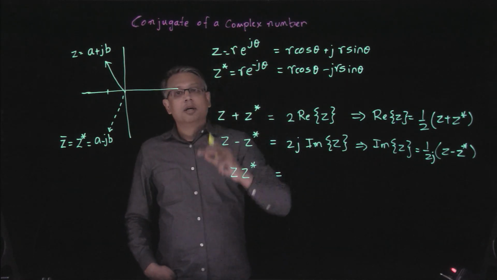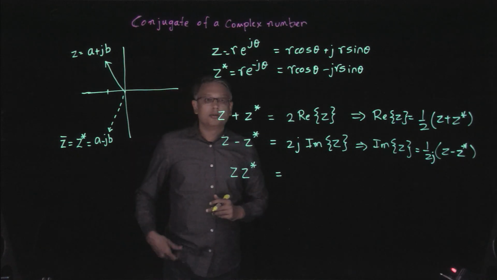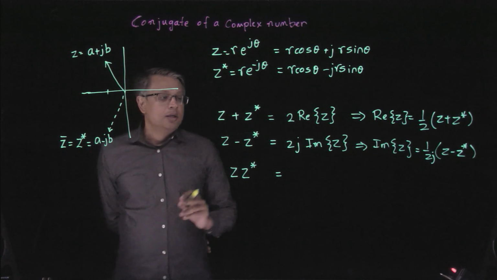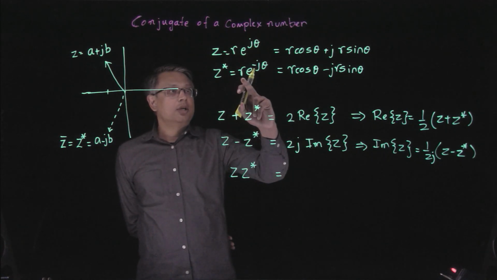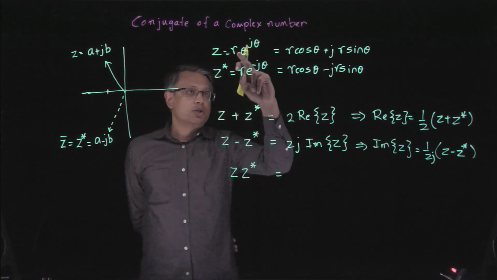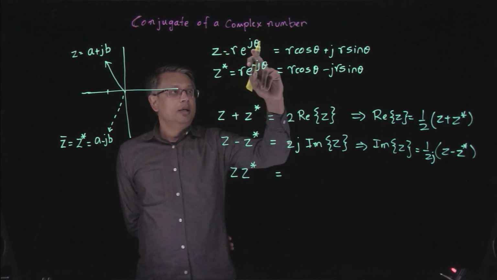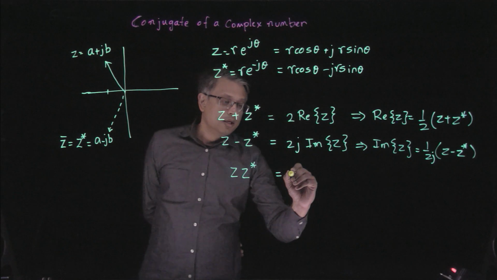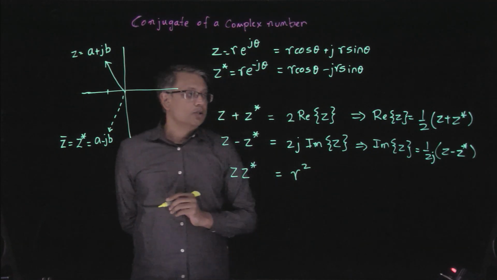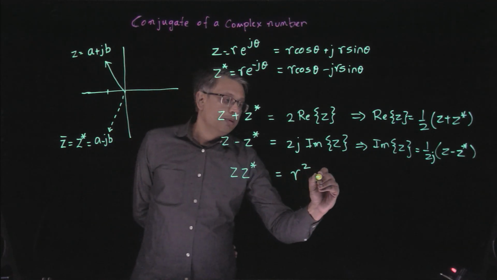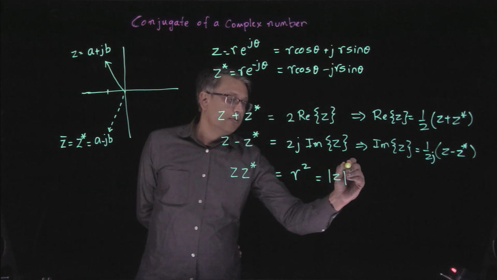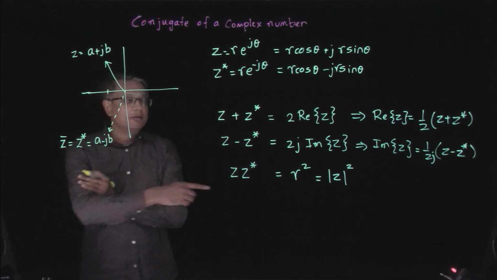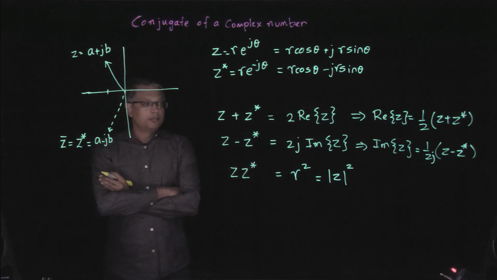So z times z conjugate, it's easier to understand if you think about the polar representation of z and z conjugate. When we multiply z and z conjugate, we're going to get r squared, and e to the j theta and e to the negative j theta are going to cancel each other out, and indeed we are simply going to get r squared. But r is nothing but the magnitude of the complex vector, so z times z conjugate is the square of the magnitude of the complex number.